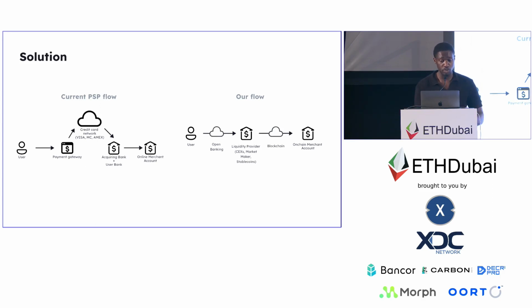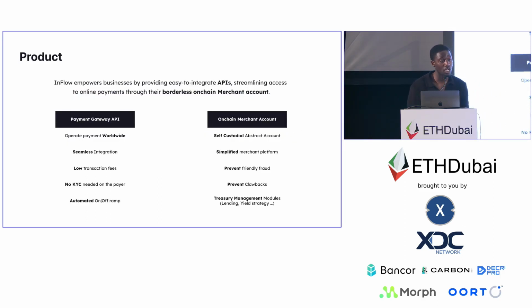merchant account, working with liquidity providers that can be CEXs, market makers, and stablecoin issuers. So right now we have 2 products. The payment gateway will be an easy-to-integrate API for the merchant, so no change on his side. So he can operate worldwide with a seamless integration, low transaction fees, around 1%, with no KYC on the payer, and we can automate the on-off ramp on the business side.